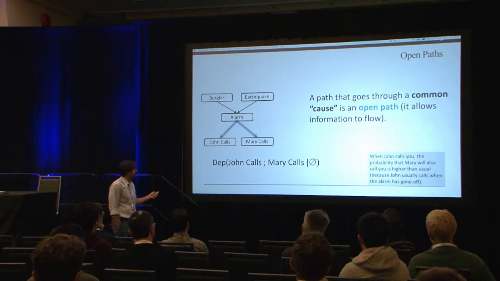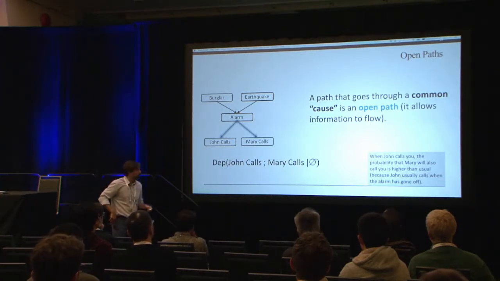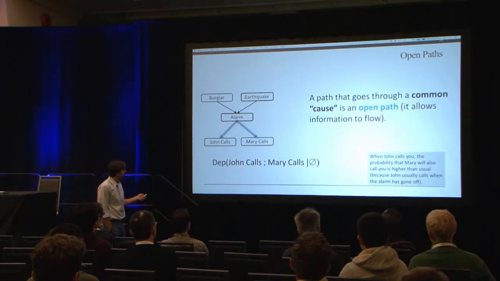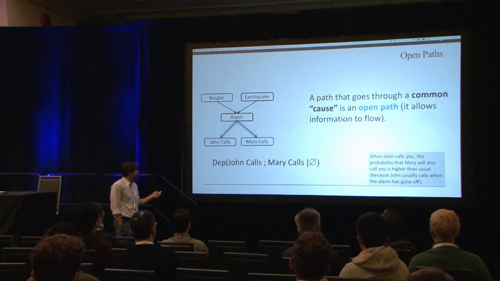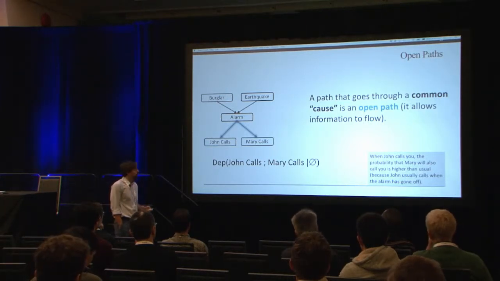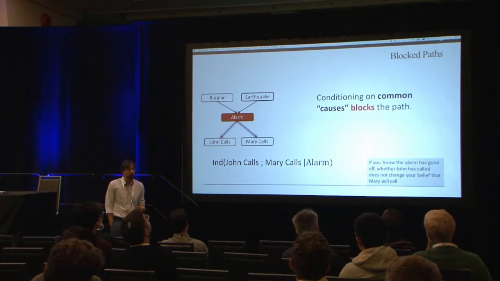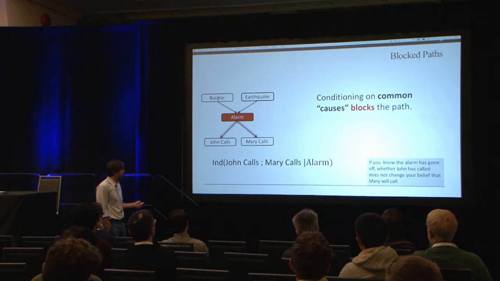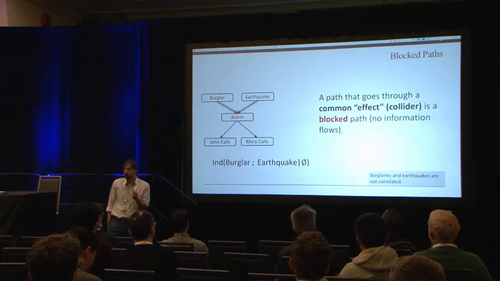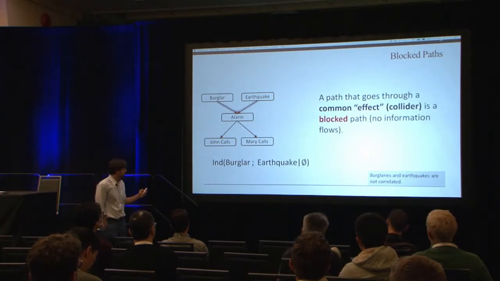Let's consider these paths. This is a fork, a divergent path. Okay, again, when we don't condition on it, we expect information to be flowing, and a dependency. When John calls, it makes this more probable, makes this more probable. But once we condition on the common causes, on the intermediate nodes, the information stops flowing, and we expect an independency.